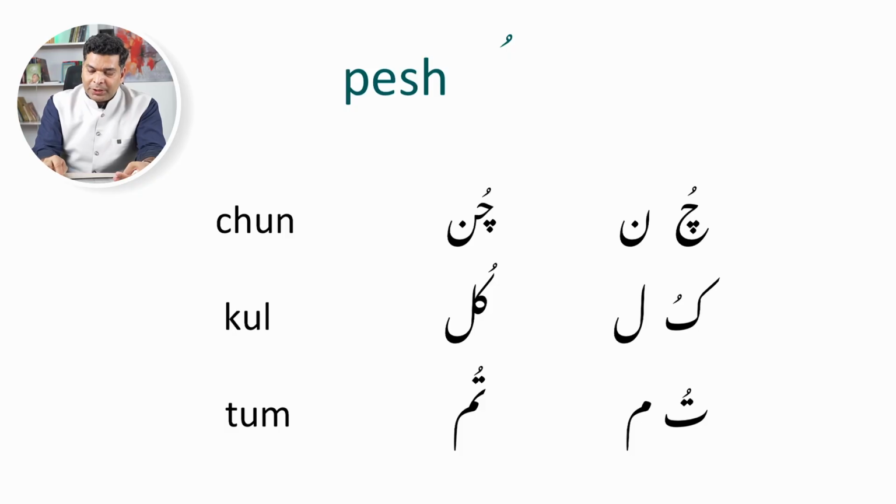This is zair. Another one that you will see as a special symbol, we call it pesh. Now what pesh does is it gives us an oo sound. The one that you see here.